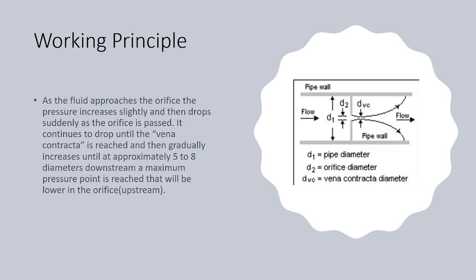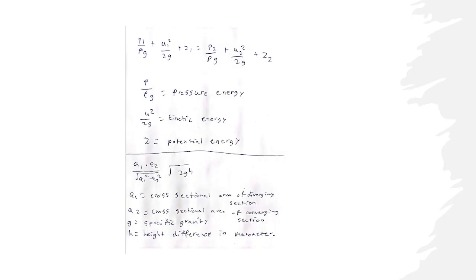As the fluid approaches the orifice, the pressure increases slightly and then drops suddenly as the orifice is passed. It continues to drop until the vena contracta is reached and then gradually increases until approximately 5 to 8 diameters downstream. A maximum pressure point is reached that will be lower than the pressure upstream of the orifice. Here you have an equation to support the above principle.